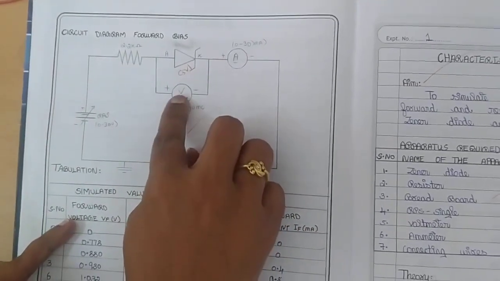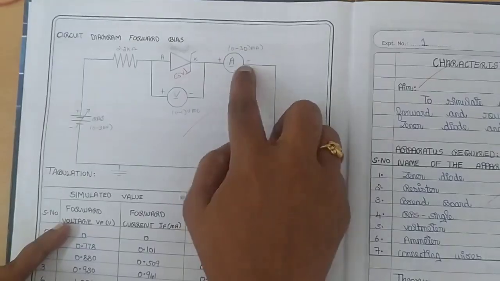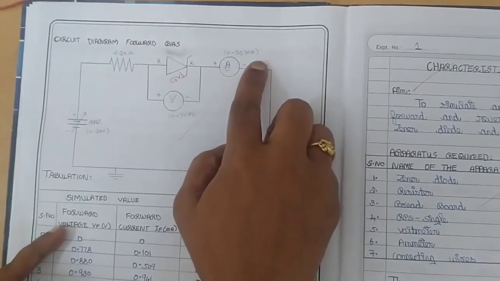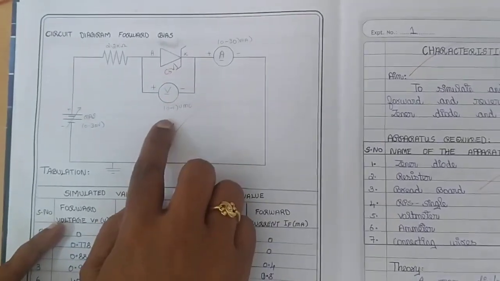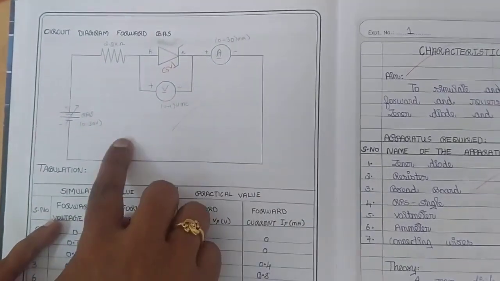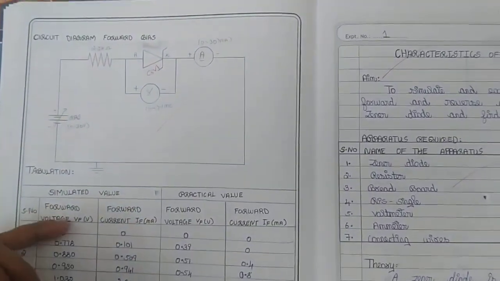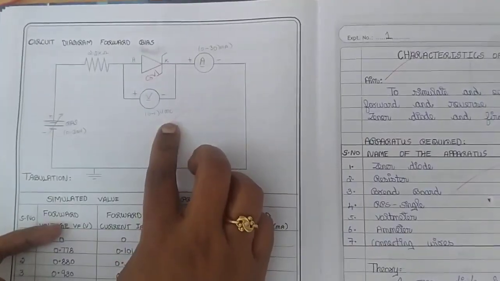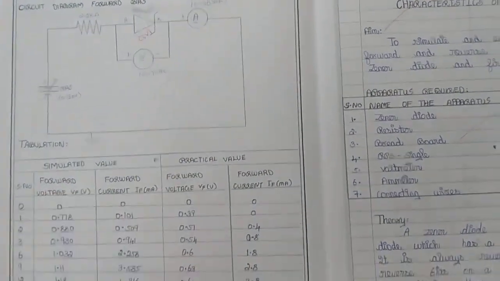So during forward bias case the current will be more, so I have taken the ammeter range as 0 to 30 milliamps, and during that time the voltage will be low, so the voltmeter range is 0 to 1 volt, and we are doing a DC analysis, so we are taking MC, that is moving coil type meter. So MC means moving coil type meter, and this is the circuit diagram connection.